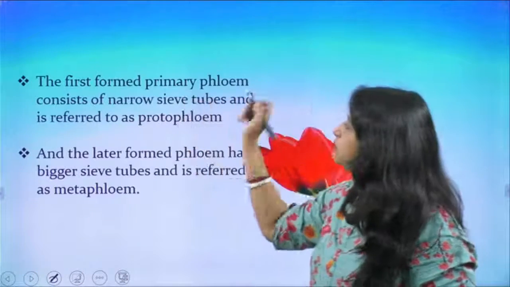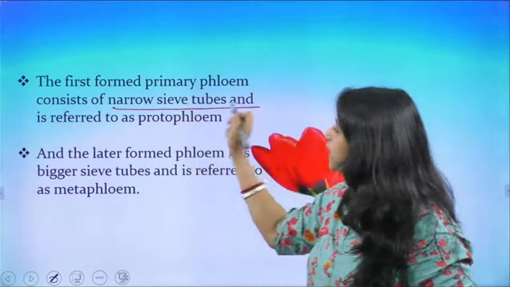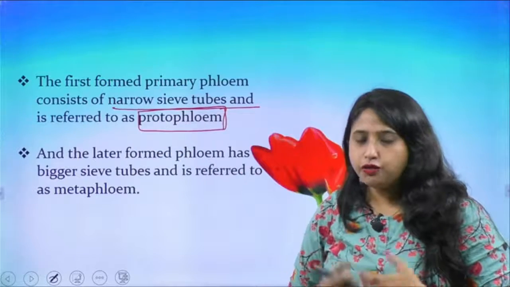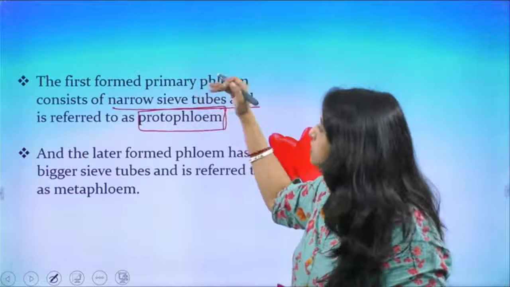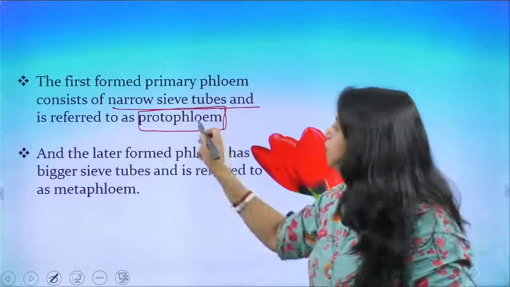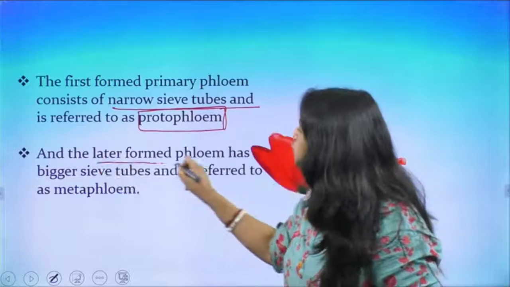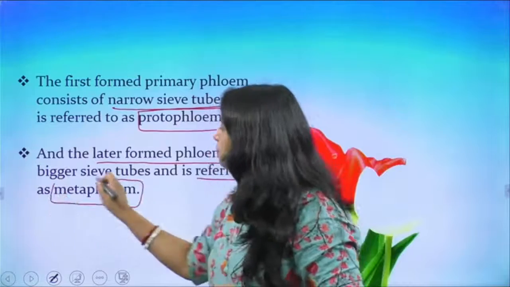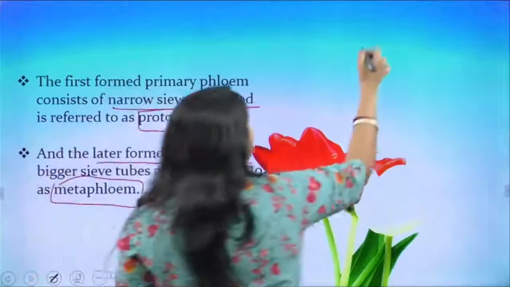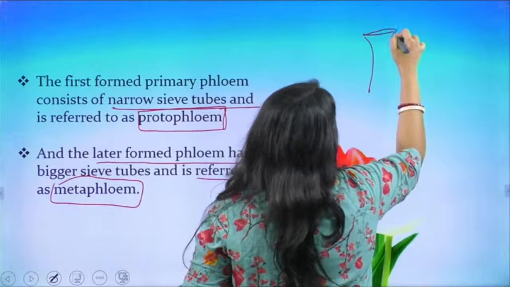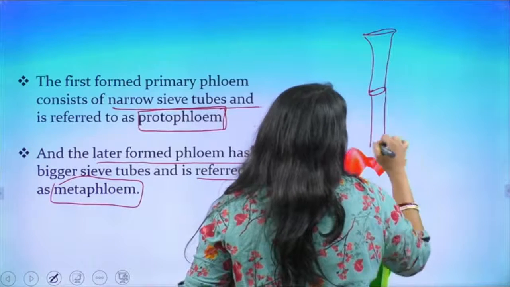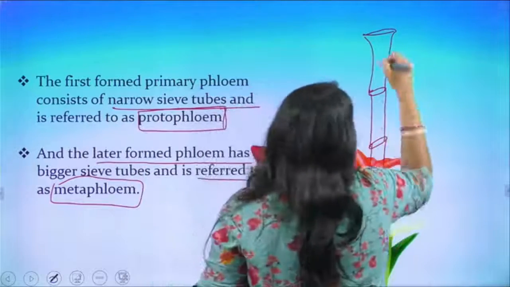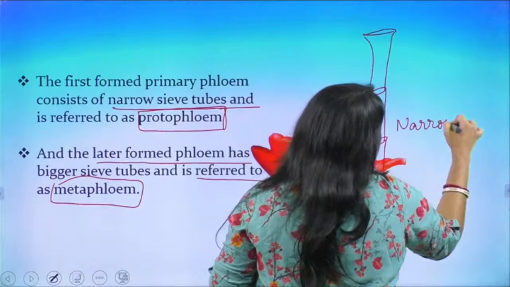And the first formed primary phloem consists of narrow sieve tubes and is referred to as protophloem. And the later formed phloem has bigger sieve tubes and is referred to as metaphloem. So if I draw the sieve tubes, how will they be? It will have narrow sieve tubes, right? So the first formed primary phloem has got narrow sieve tubes. So see, it has got narrow sieve tubes.